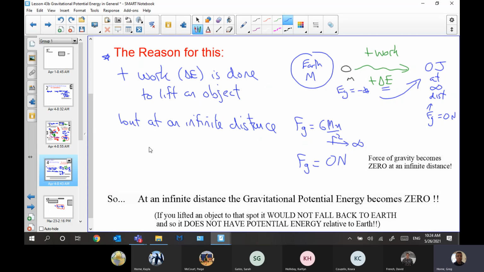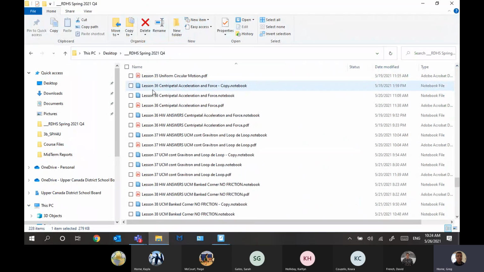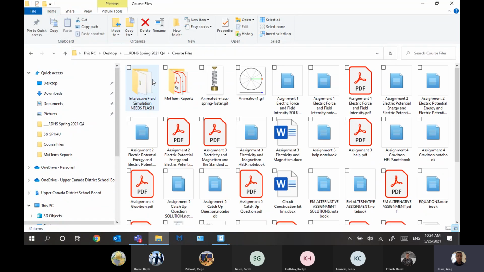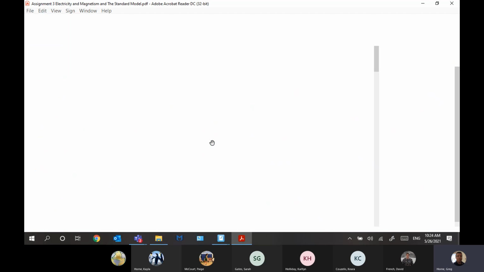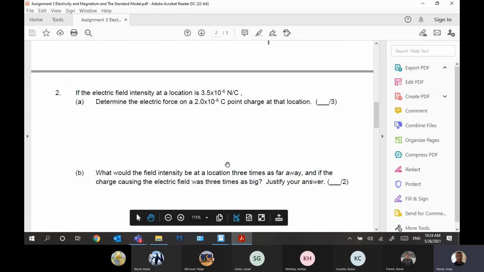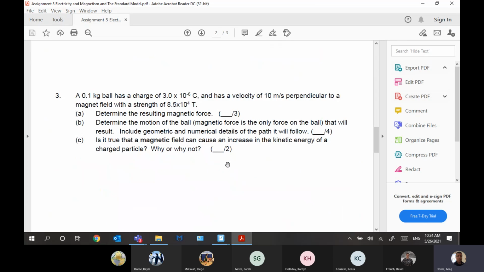This is what I was going for in the recent assignment. I didn't end up holding people to that, because I maybe didn't ask the question clearly enough. But assignment 3, electricity and magnetism standard model, the question was about justifying the sign of the value here. The one that's like terms of magnet. Is this the right one?